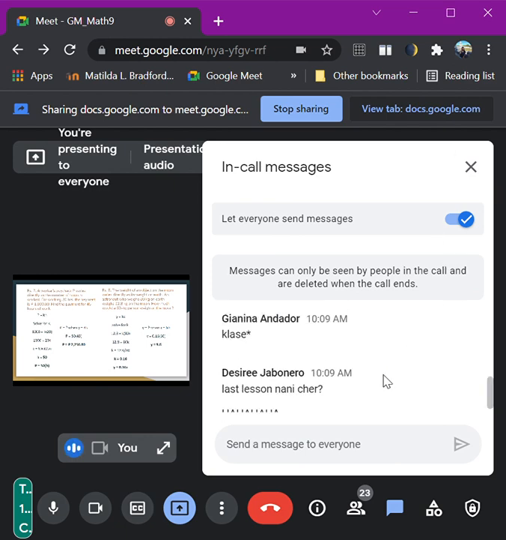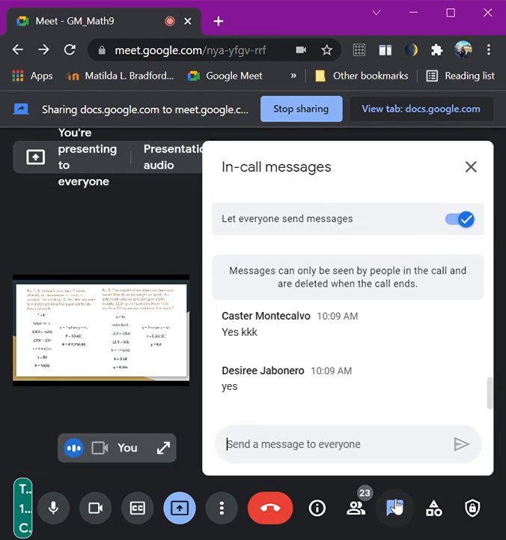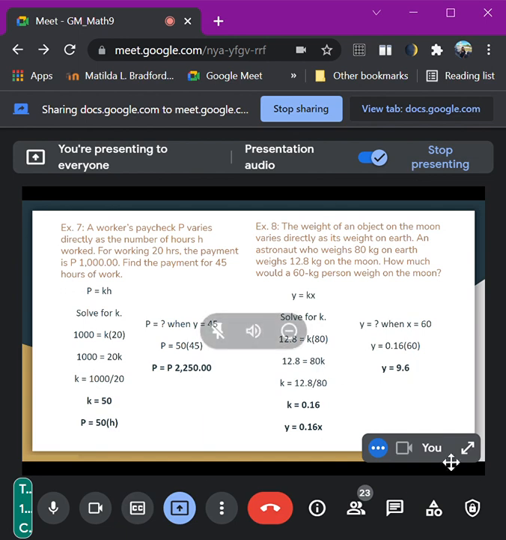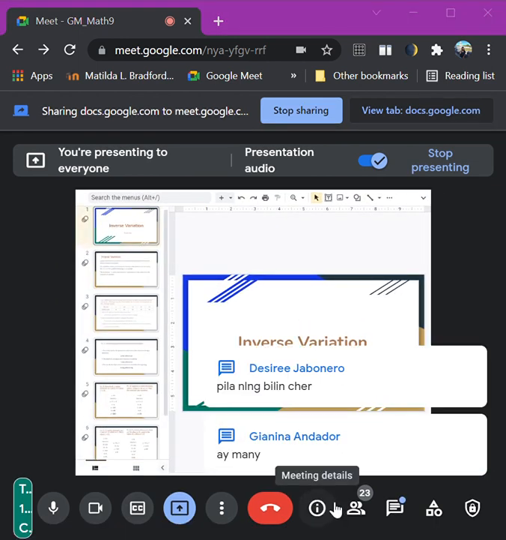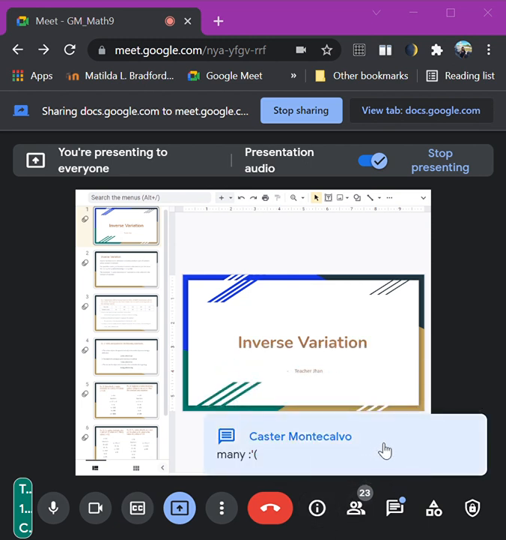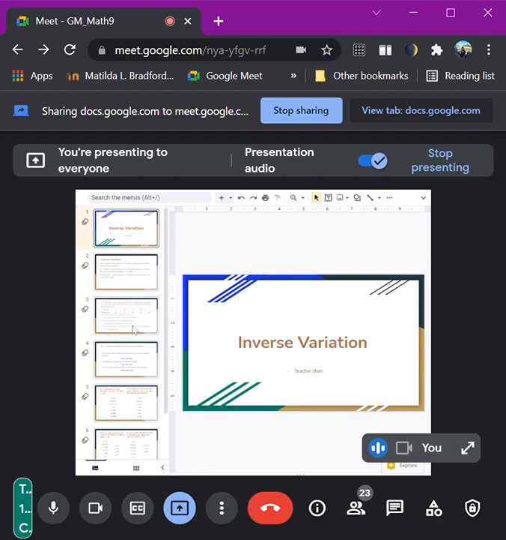Last lesson for what? For second grading? Or for variation? No. Dili pa. We still have many. So, muna siya inverse variation, class. So, makita rin ninyo ang difference nila later on.